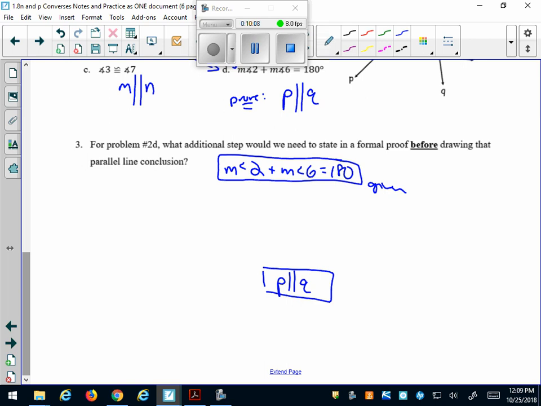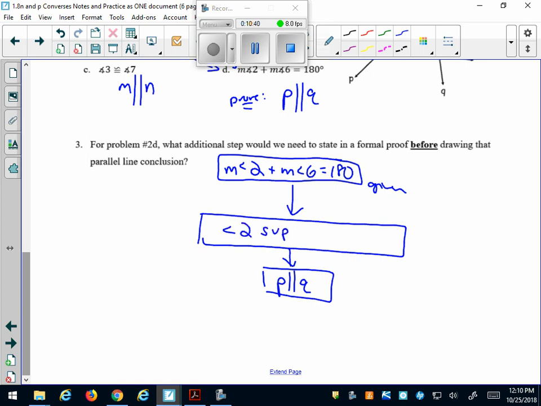Remember that an arrow pointing to this, P is parallel to Q, we said the arrows really mean like then or therefore. So this question is saying, what would this step have to be so that we can then say, therefore, P is parallel to Q? What would be in that step right there? Annabelle? Good. So what would be the reason for angle 2 being supplementary to angle 6? Definition of supplementary. Good.